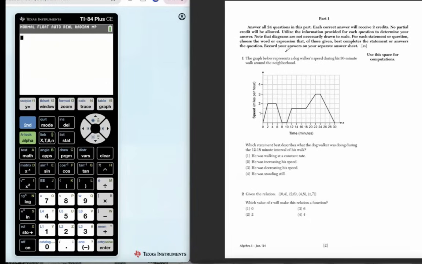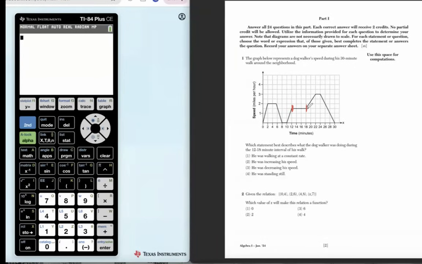Number 1, the graph below represents a dog walker's speed during his 30-minute walk around the neighborhood. Which statement best describes what the dog walker was doing during the 12 to 18-minute interval of his walk? Let's take a look at the graph. The 12-minute mark starts right around here, and then the 18-minute mark ends right here. So I notice that we have a horizontal line between 12 minutes and 18 minutes.